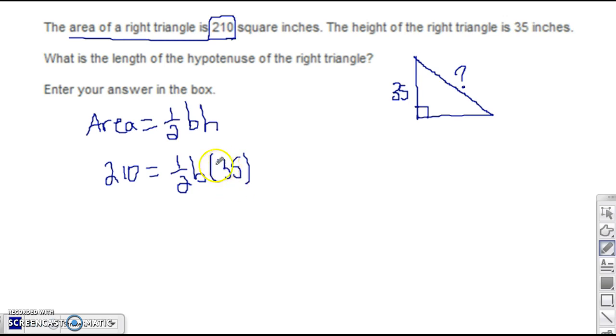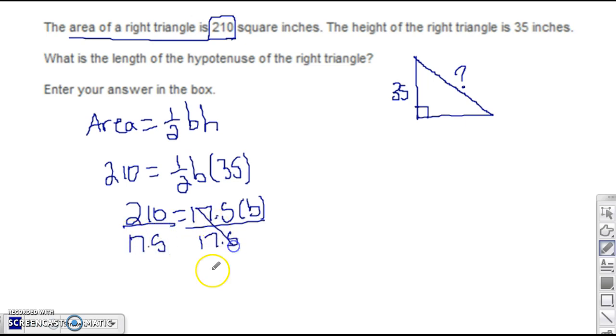So, a couple different ways you can solve this. I'm just going to go ahead and multiply 1/2 times 35 together. You don't have to do it that way, but you can. So that would give me 210 equals 17.5 times the base. And since I want to solve for the base, to get rid of 17.5, I would divide each side by 17.5. So the base is 12.